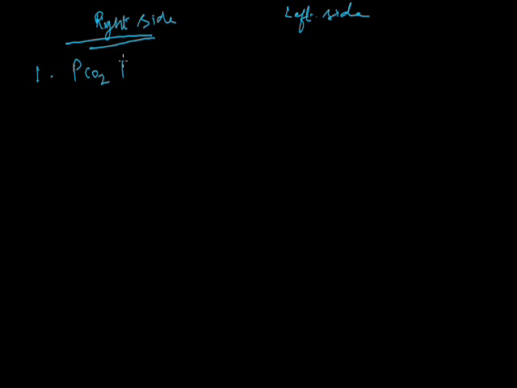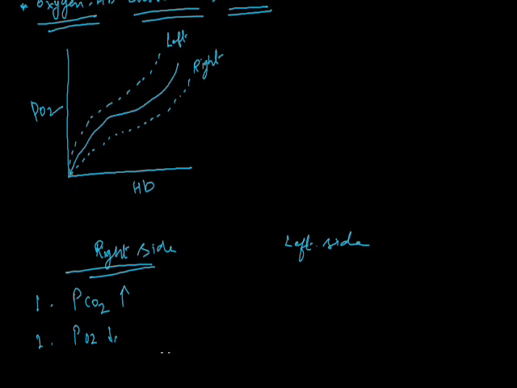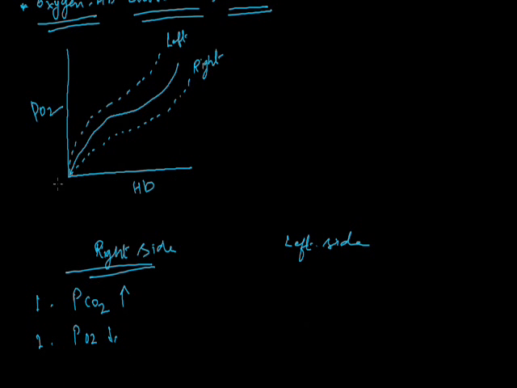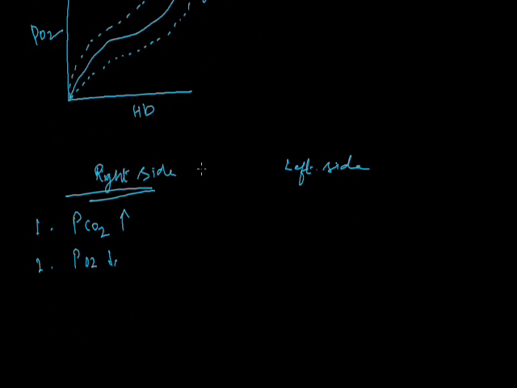Suppose the PCO2 increases, meaning the pressure of carbon dioxide is increasing. If the carbon dioxide pressure is increasing, it means automatically the pressure of oxygen is decreasing. At that time, what will happen? We know that the pressure of oxygen should be 95 mmHg for the maximum saturation of hemoglobin. So if the pressure is decreasing, it means definitely the hemoglobin starts dissociating from the oxygen, and the curve will shift to the right side.